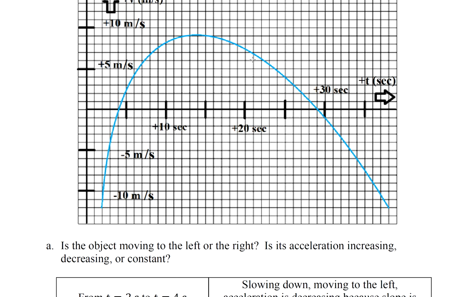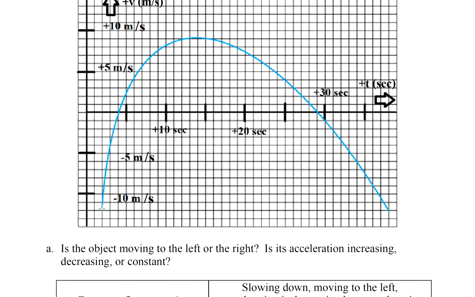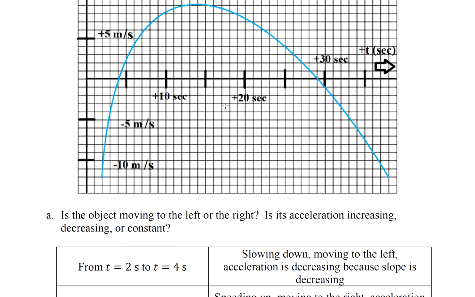So from 2 seconds to 4 seconds, it's moving towards the left because the velocity is negative. And it stops at 4 seconds. So it slows down. It goes from minus 12 meters per second to 0. And then from 4 seconds to 14 seconds, we're speeding up. But you could see the slope is decreasing. So we're speeding up, but the acceleration is decreasing.